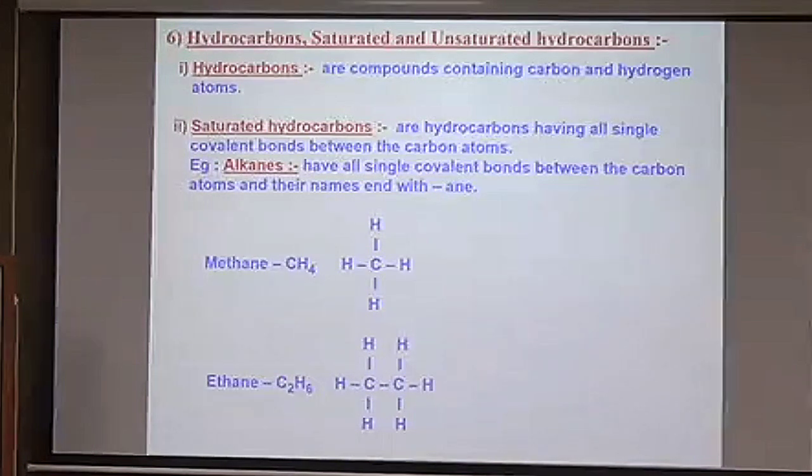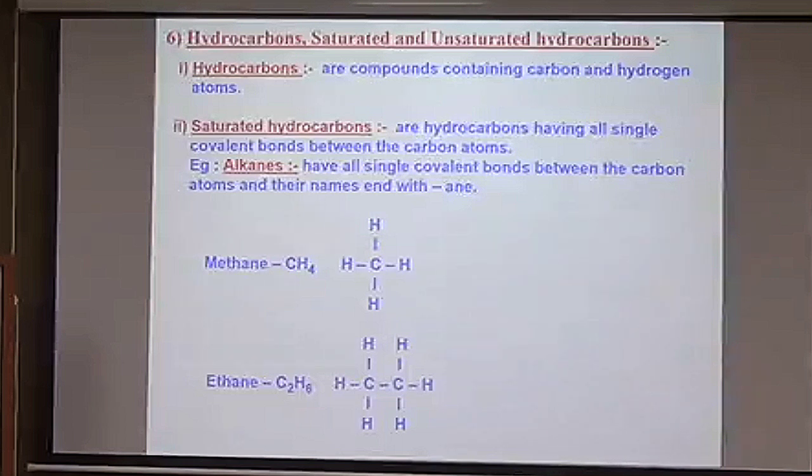Here children, I would like to add how we name these hydrocarbons also. Actually all the hydrocarbons have 2 parts in their name. The first part in the name tells about the number of carbon atoms in the compound. If the number of carbon atoms is 1, then we use the word meth. For 2, we use the word eth. For 3, we use the word prop. For 4, we use the word but. For 5, we use the word pent. 6, hex, and so on and so on.